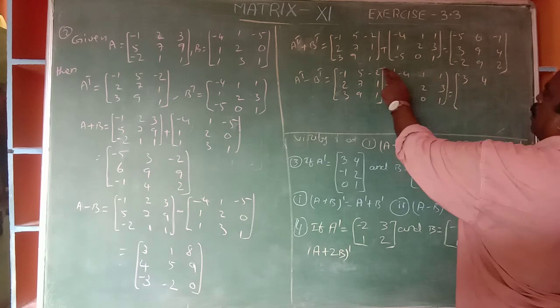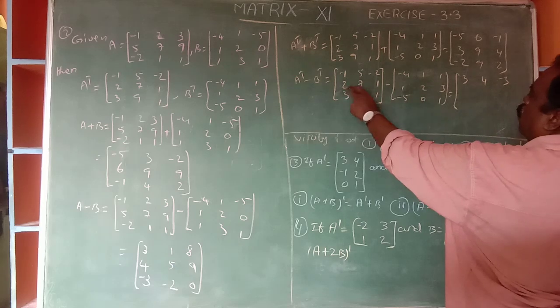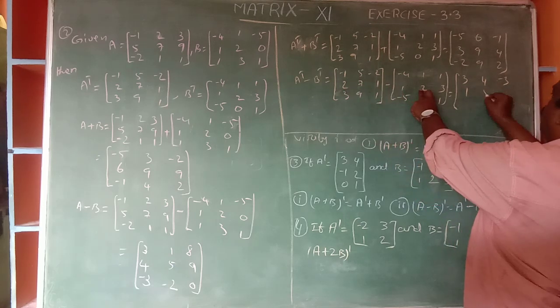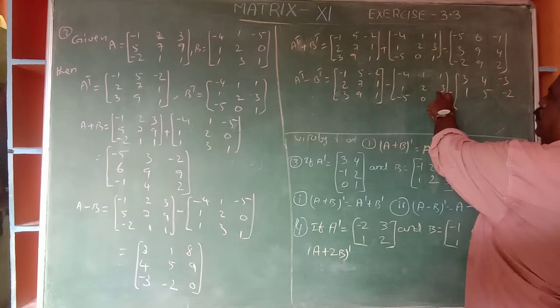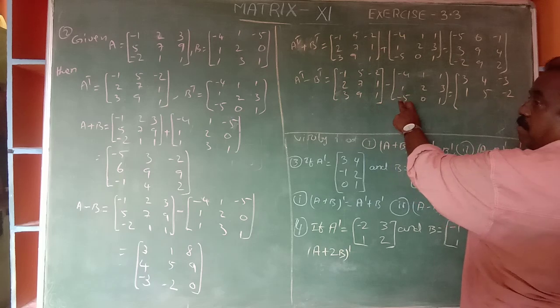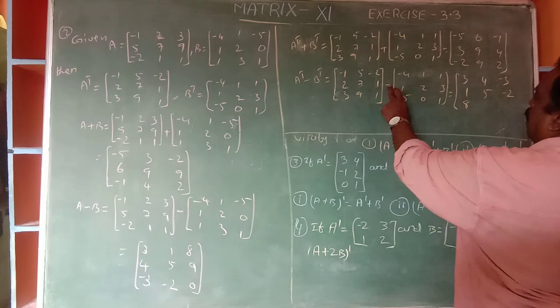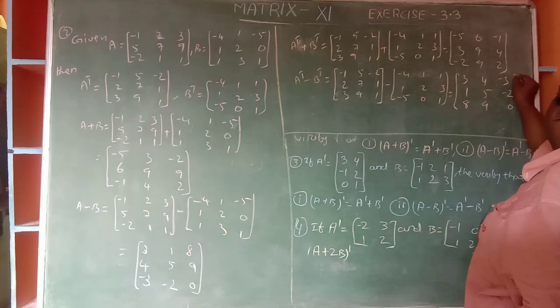5 minus 1, 4. Okay now? Minus 2 minus 1, minus 3. 2 minus 1, 1. 7 minus 2, 5. 1 minus 3 is minus 2. 9 minus of minus 5, 9 plus 5. 9 minus 0 is 9. 1 minus 1 is 0.